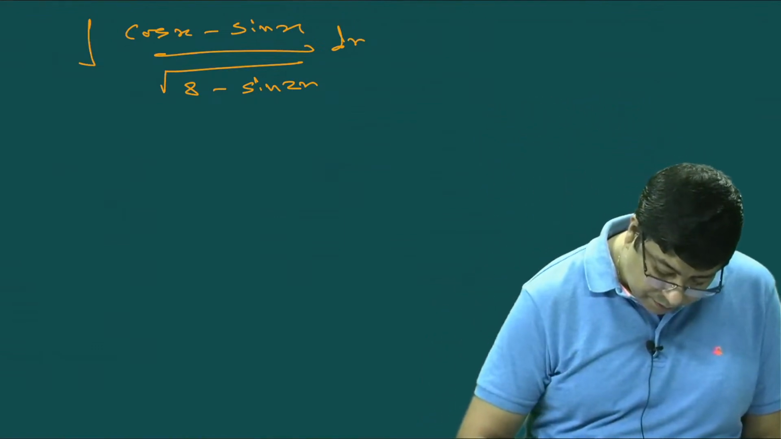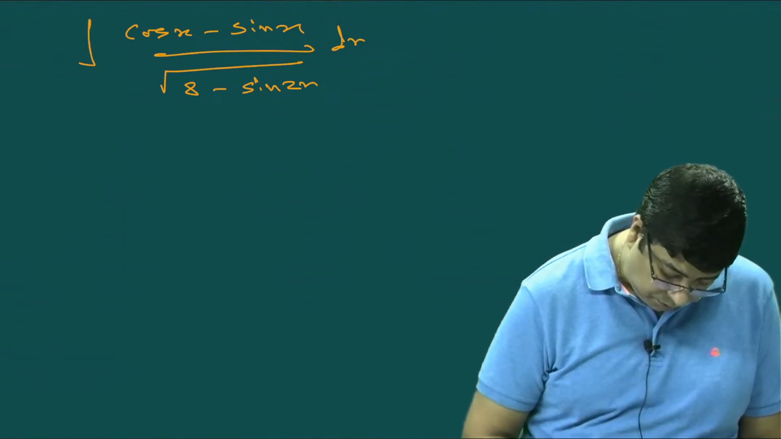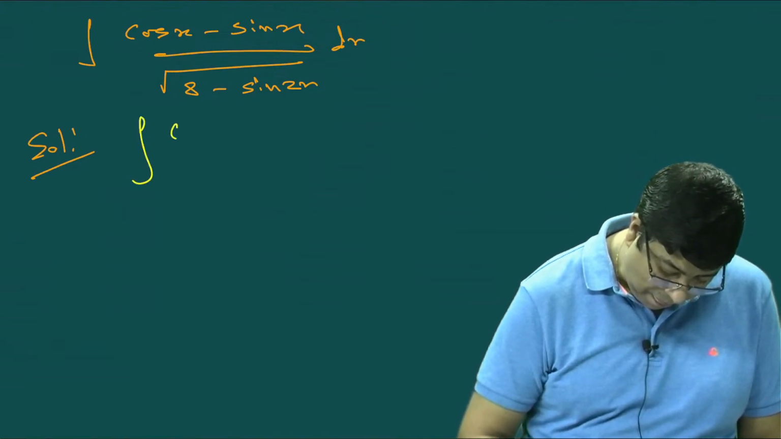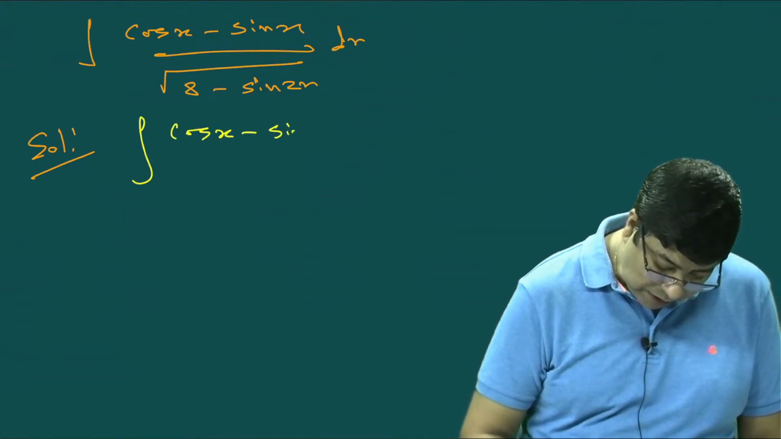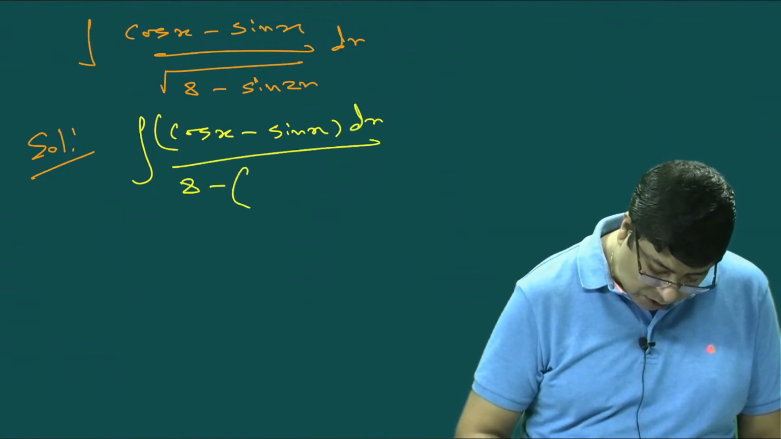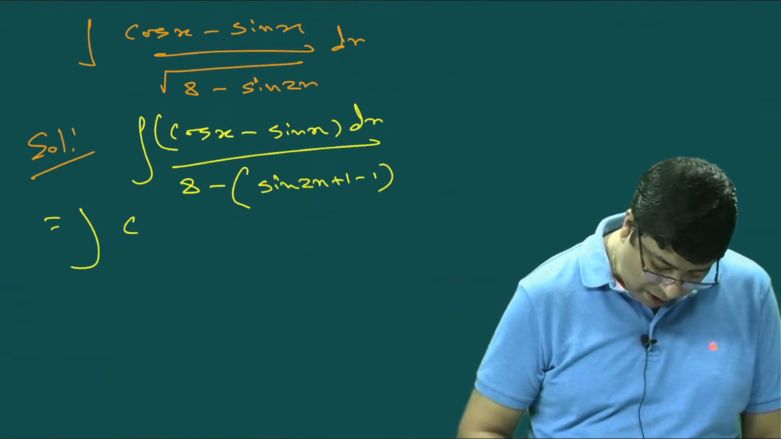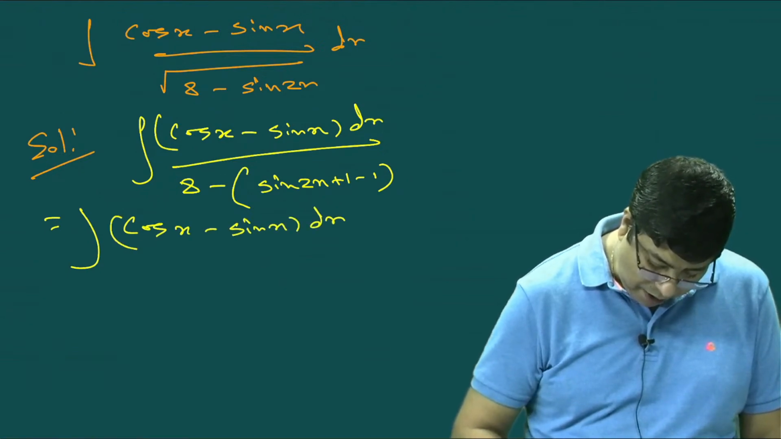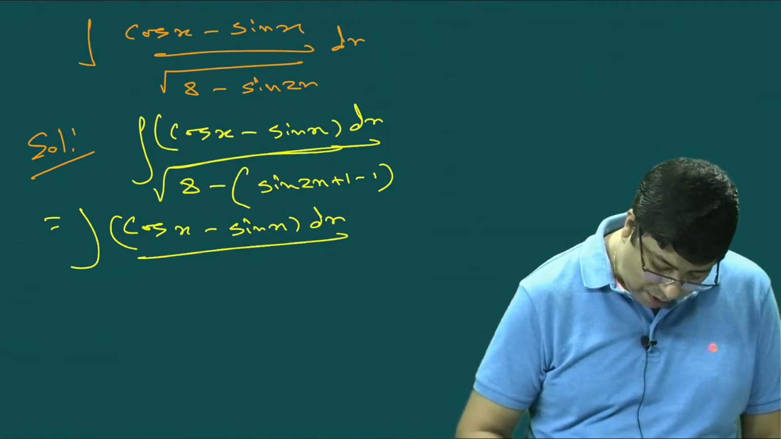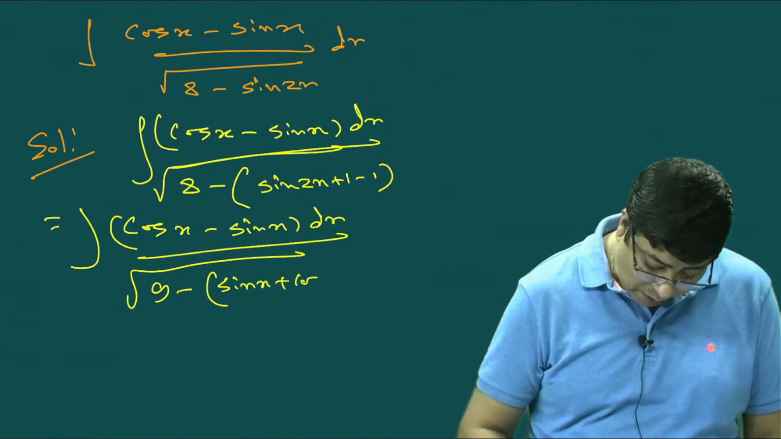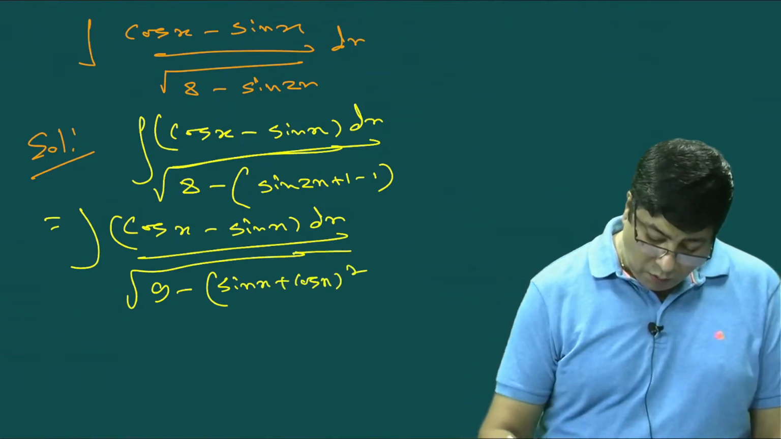Therefore we can write here, we have to present the solution: integration of (cos x minus sin x) dx over root of (8 minus sin 2x plus 1 minus 1). So we can write (cos x minus sin x) divided by root of (8 plus 1), that is 9, minus (sin x plus cos x) whole square. Our formation is done. We got our formation.